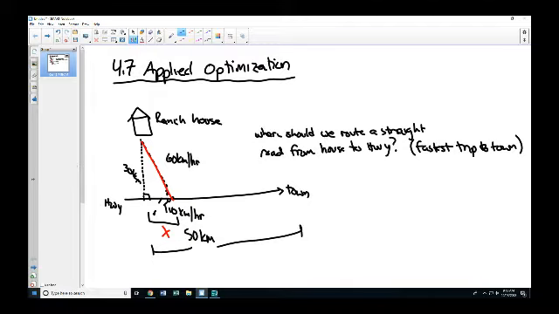Okay. What is this distance, the optimal distance from the house to the highway? You have stuff you can put into the Pythagorean theorem, right? That distance would be the square root of 30 squared plus x squared.